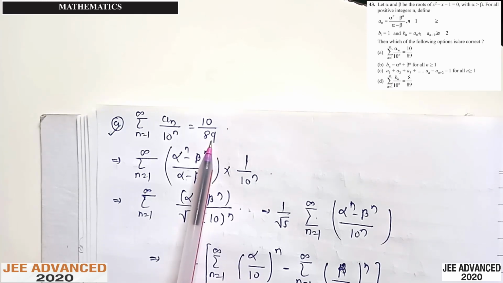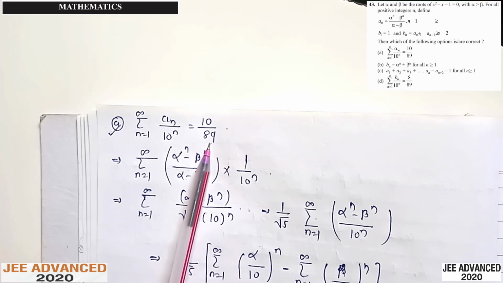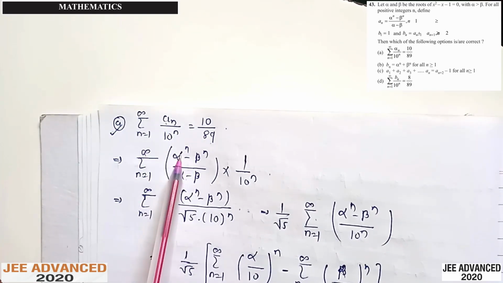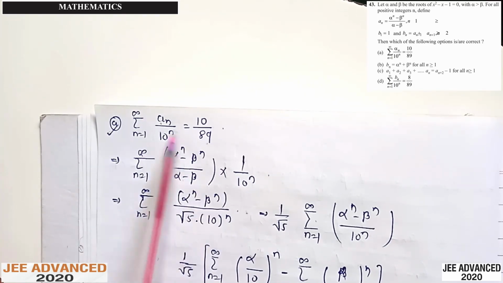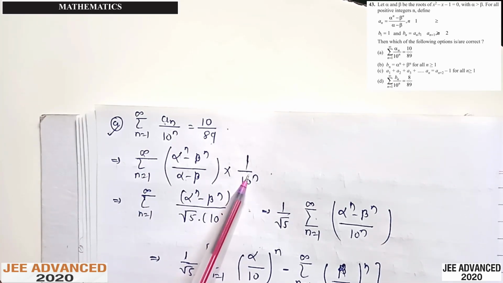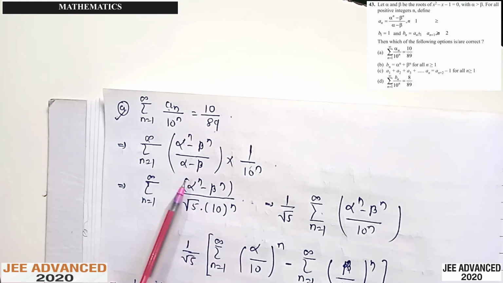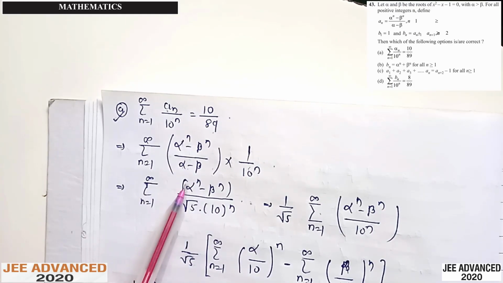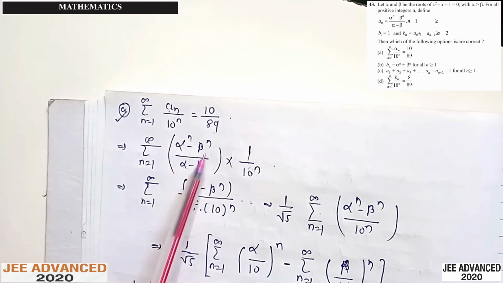Now let's figure out whether the value of the sum of a_n upon 10 raised to n is 10 by 89 or not. Here n goes from 1 to infinity. The value for a_n, as given in the question, is (alpha raised to n minus beta raised to n) upon (alpha minus beta), multiplied by 1 upon 10 raised to n. So I wrote this term this way. We know the value of alpha minus beta; earlier we found alpha minus beta, alpha plus beta and alpha into beta. Alpha minus beta is root 5, 10 raised to n stays as it is, and alpha raised to n minus beta raised to n stays as it is.